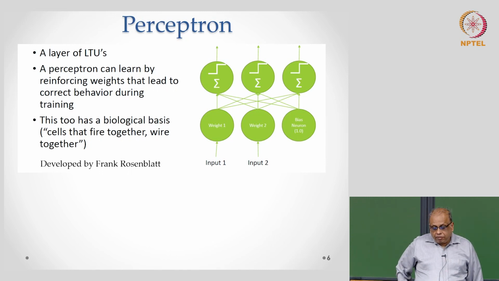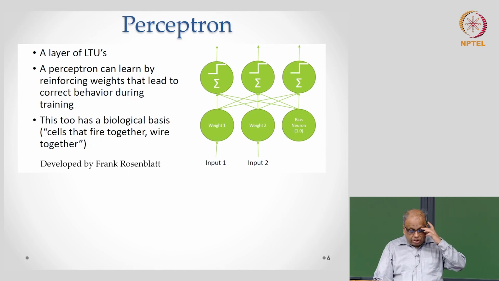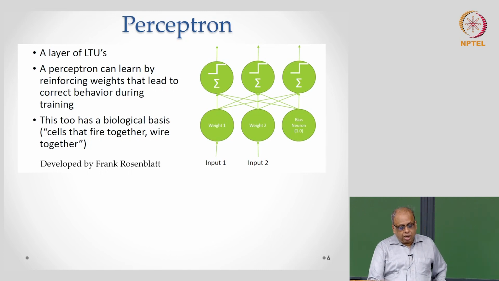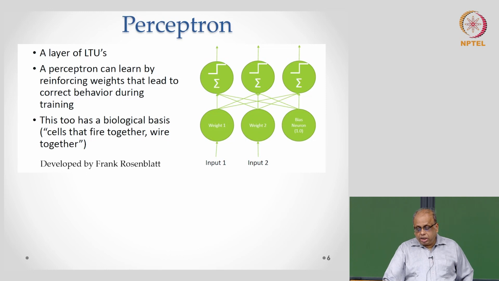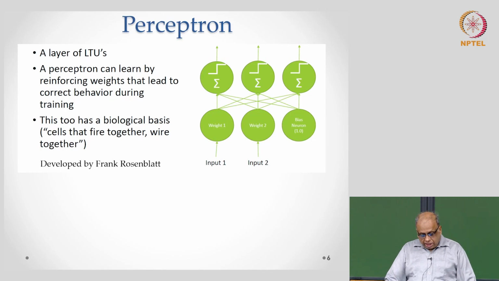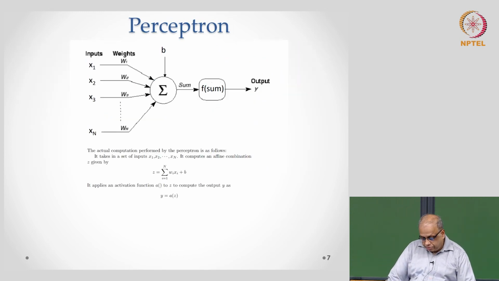And then Frank Rosenblatt created what is called a perceptron. Again, here we are trying to mimic the human brain, where there are multiple neurons together. So the perceptron is a layer of linear threshold units. A perceptron can learn by looking into the weights, and that can lead to some behavior during the training. It can learn the weights and then change the weights so that you can learn on this. As I said, this also had a biological basis: cells that fire together, wire together.